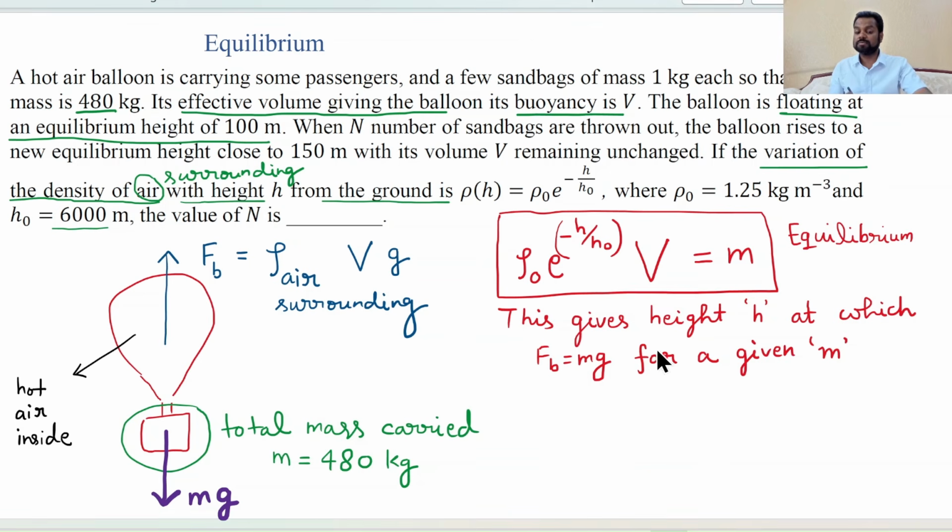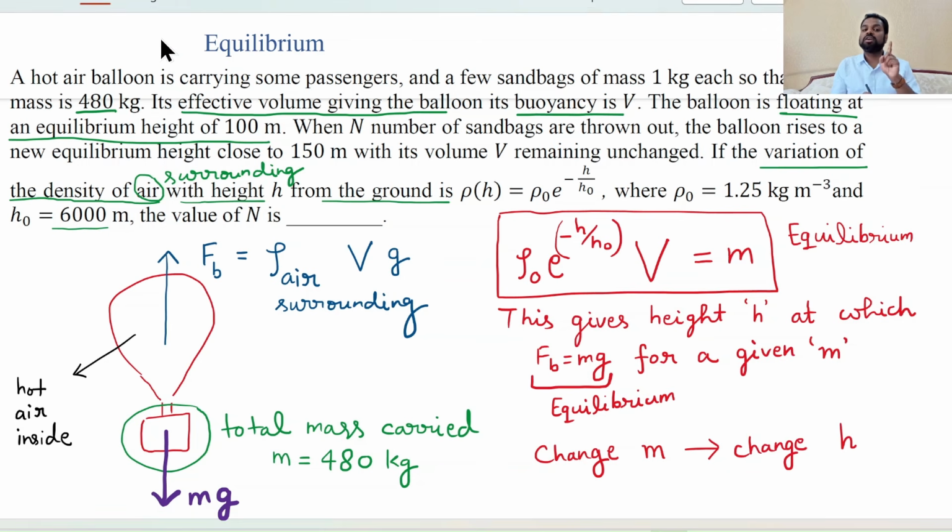This equation gives the height h at which F_B equals mg, right? That is equilibrium, at which the buoyancy force equals the weight for a given m. So if we change m, the height of equilibrium will change, and that is what the question is asking about.